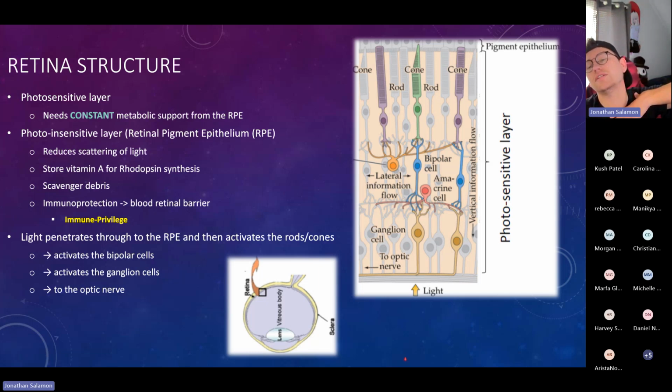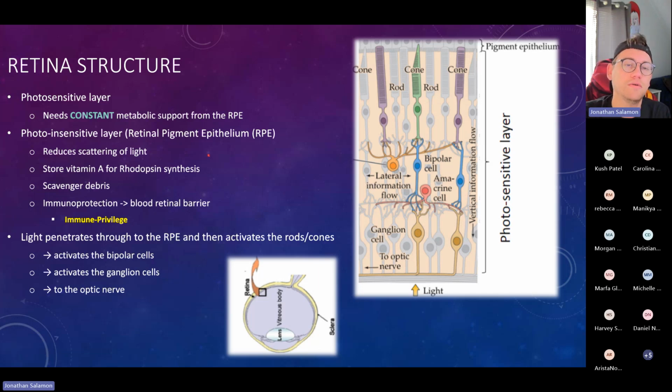So which means that when light enters, it has to go in through the lens, in through the vitreous body, and then it has to pass through all of these cell bodies before it hits the rods and cones. And the pigmented epithelium, which is kind of weird, right? I thought that was kind of weird. But it makes other things make sense, right?